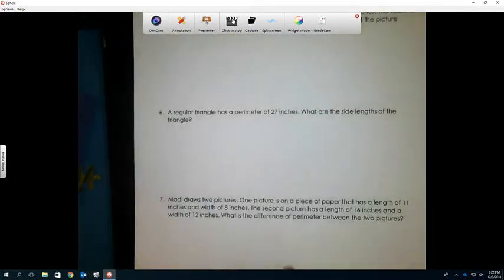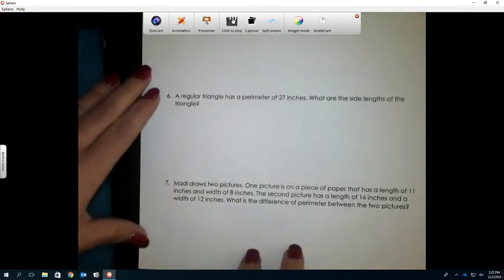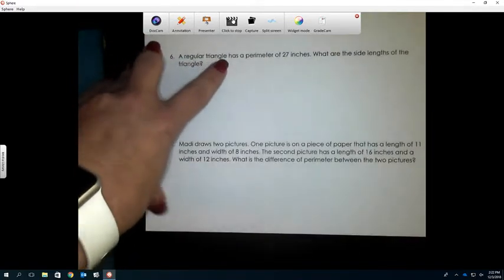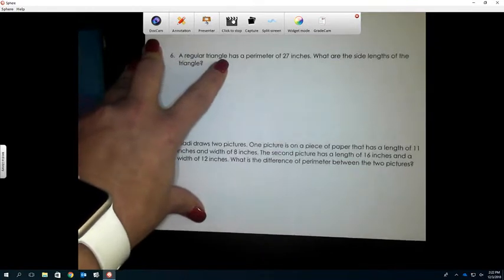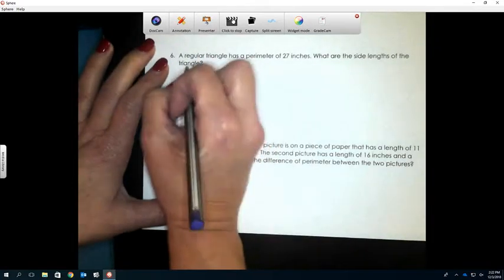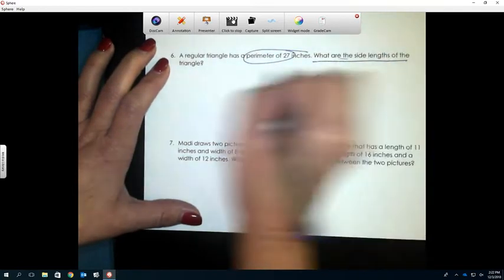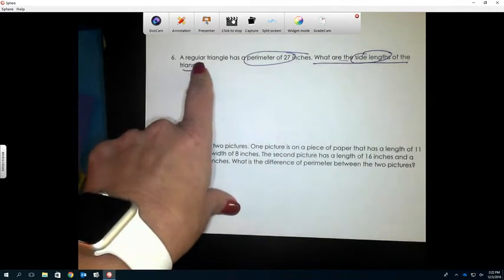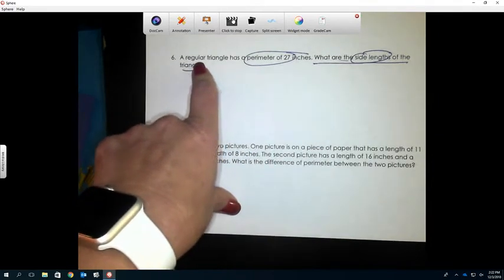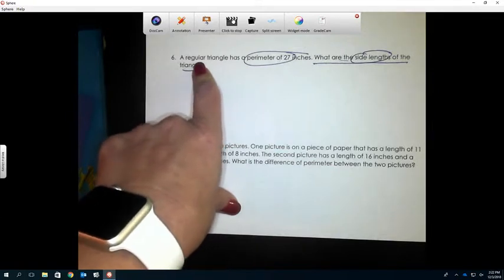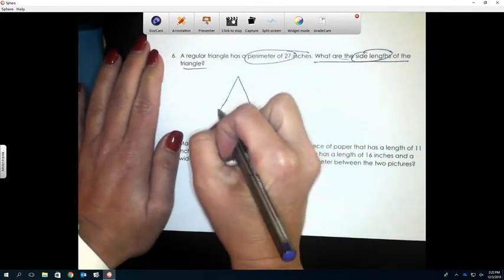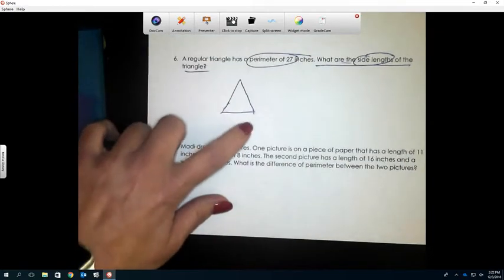The last one I want to talk about is one that might be like this. Let's look at this one. A regular triangle has a perimeter of 27 inches. What are the side lengths of the triangle? Okay, it's telling us the total. We want to know what the side lengths are. The other important thing in here is that it says regular triangle. Who remembers what that means? A 2D shape. That is a 2D shape, but what does regular triangle mean? They're going to be equal. They're all going to be the same. So if this triangle, oh, Miss Bird's not drawing it exactly, but all of these sides are the same.